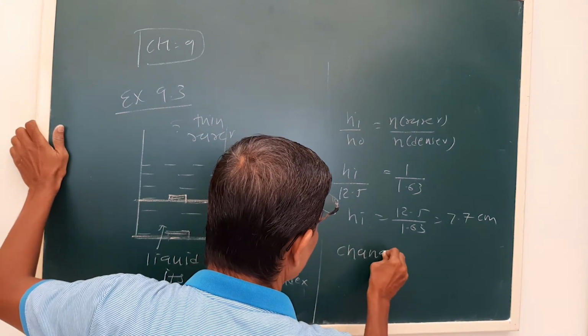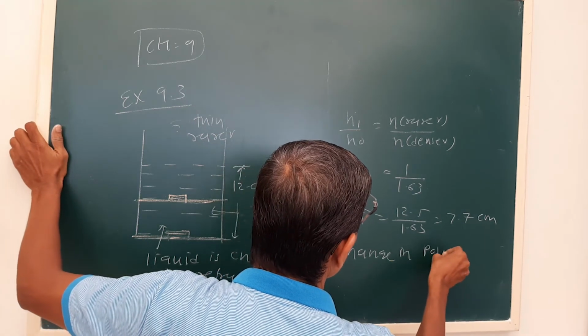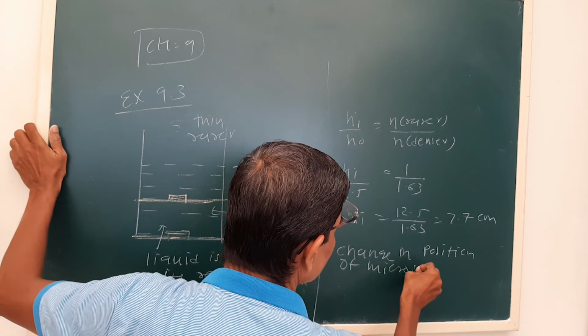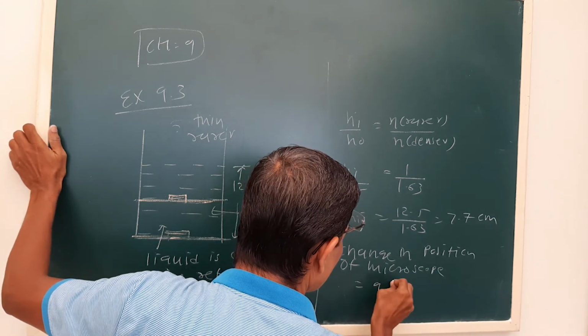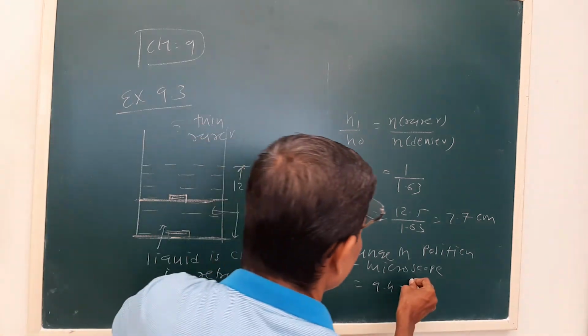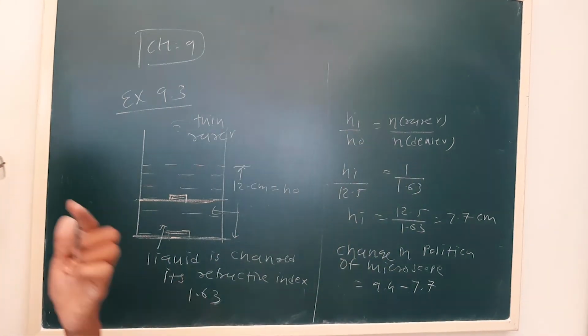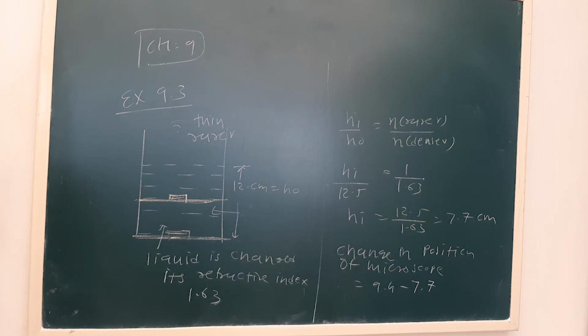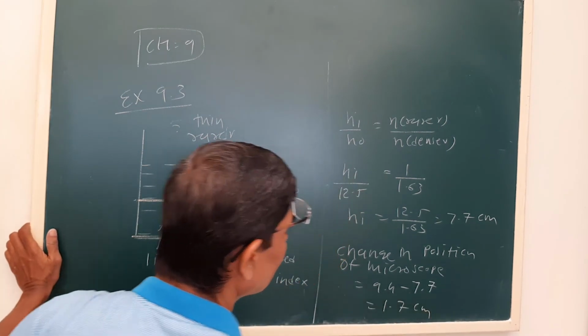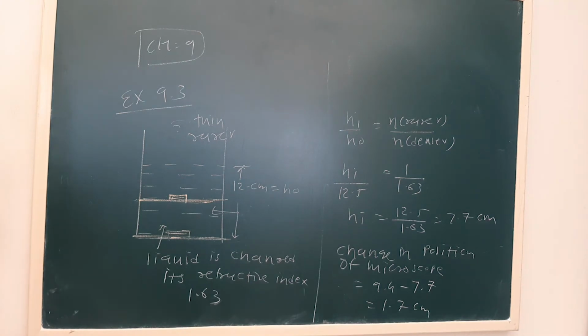to change in position of microscope. Our initial value given is 9.4. Now see, when the liquid is changed, we have obtained the value 7.7 centimeter. So the change in position turns out to be 1.7 centimeter. Okay, so we can say it is like this.